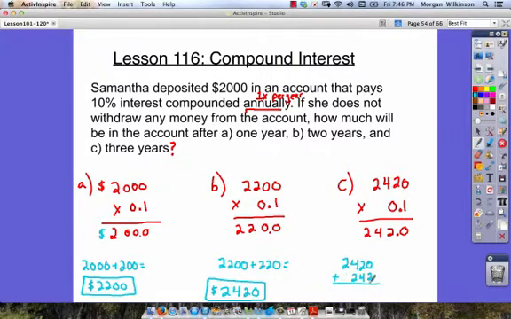And we get our final answer. We're going to get 2,662. And that's how much she's going to have at the end of the third year. Let's look at our next problem.